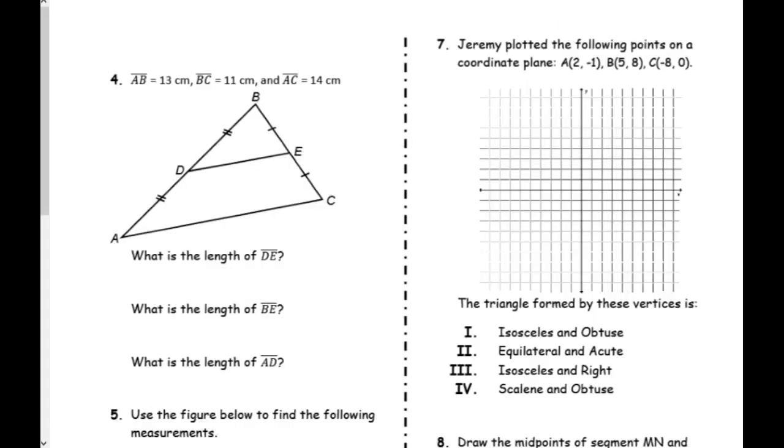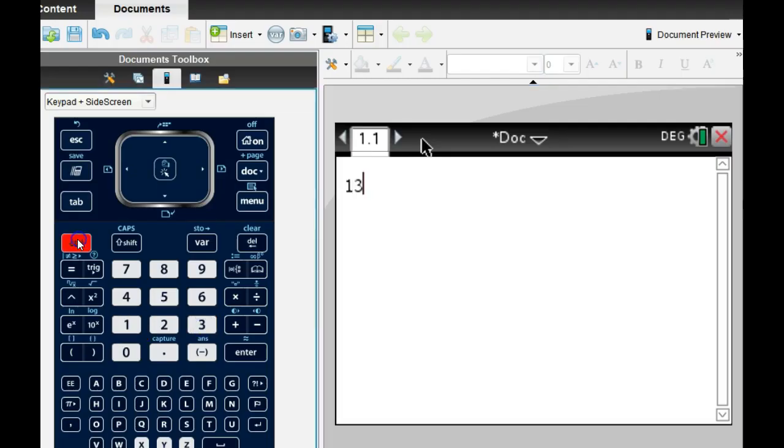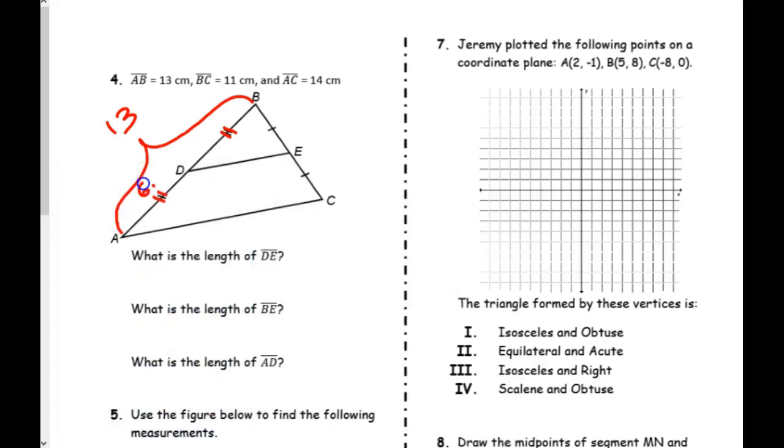All right, flipping it over. AB equals 13. If AB is 13, AD and DB are halves. Might as well label that now. AD, half of 13. I can press 13 divided by 2, control enter. 6.5 for each of these.